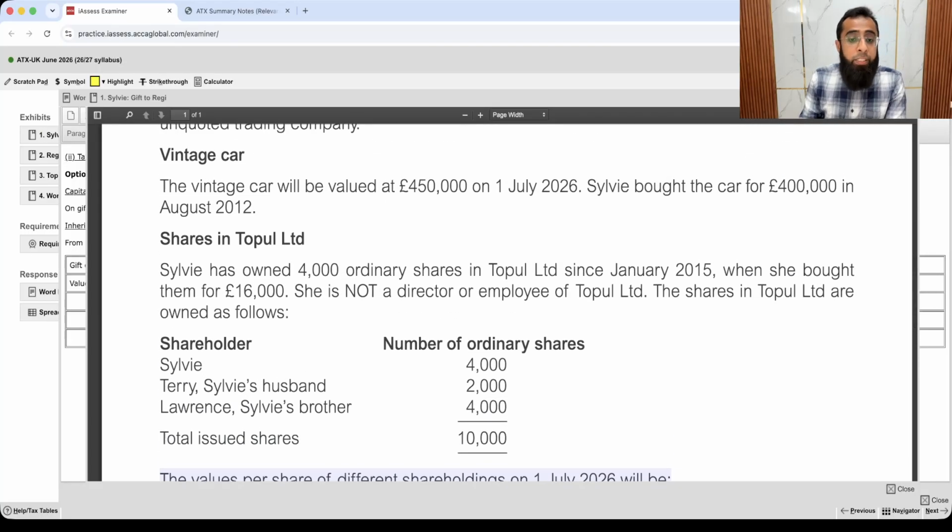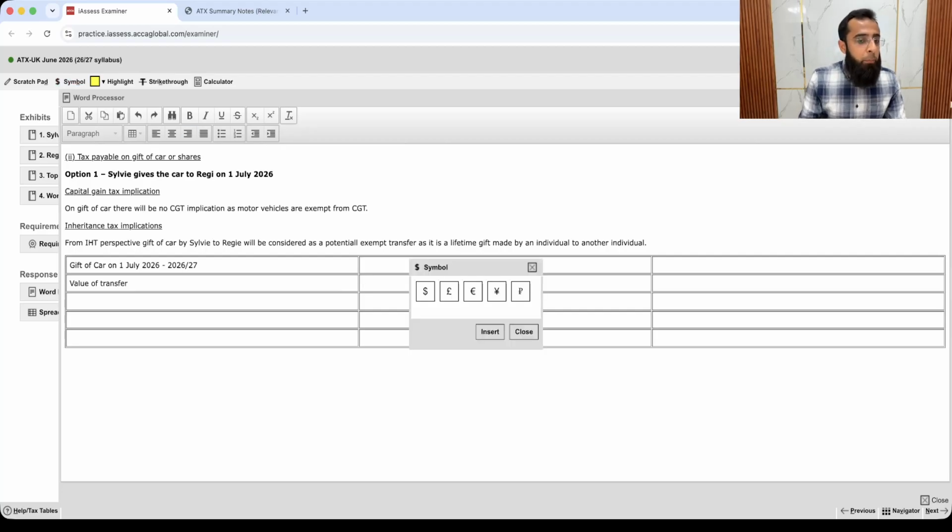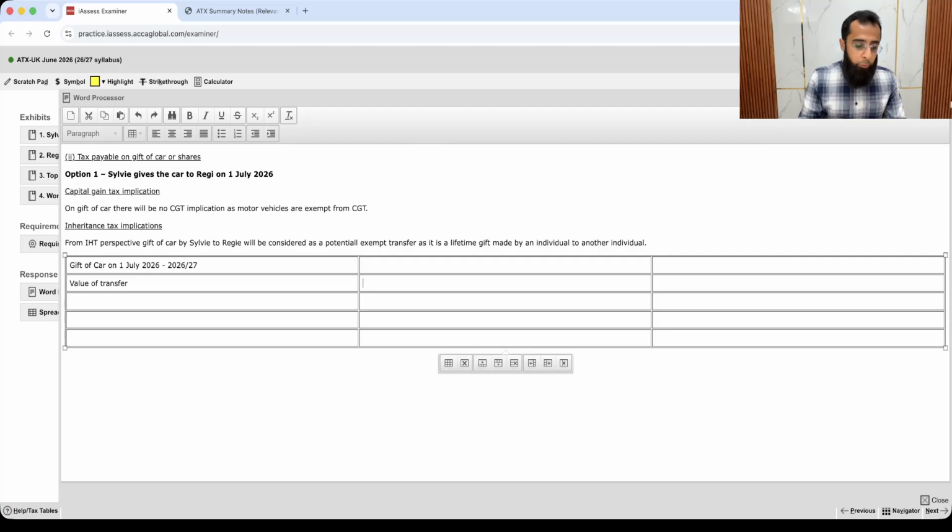Here is the value of the car. It's for £50,000. I will copy the pound sign. If you don't have time, you can skip this pound sign also. You can pick up the pound sign from this symbol also. So I've copied it once, and every time I have to paste, I will press Ctrl V. The value of the car is £50,000.